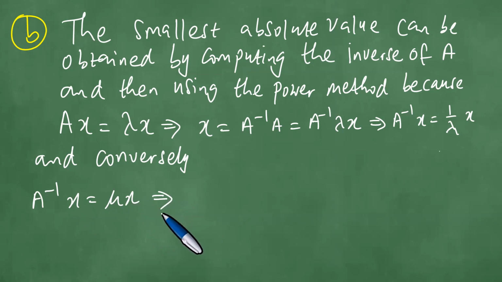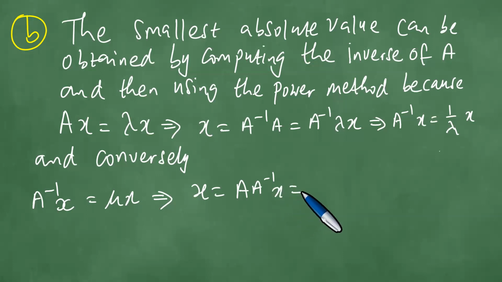This means that we can get x from this. We just call 1 over lambda mu, so that we look at the whole thing in reverse, in a converse fashion. We would write once again A inverse x equals mu x. And now we can solve for x out of this, meaning x is the same as A times A inverse x, which is A mu x.